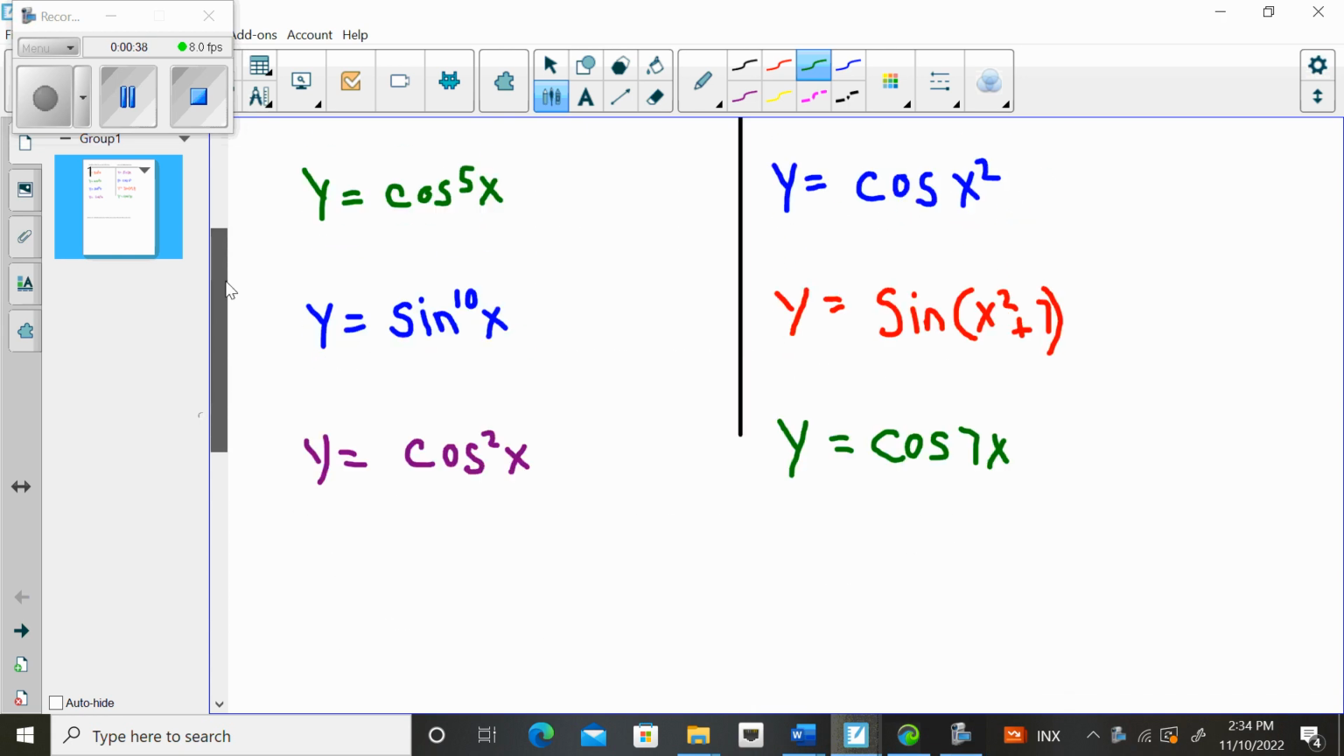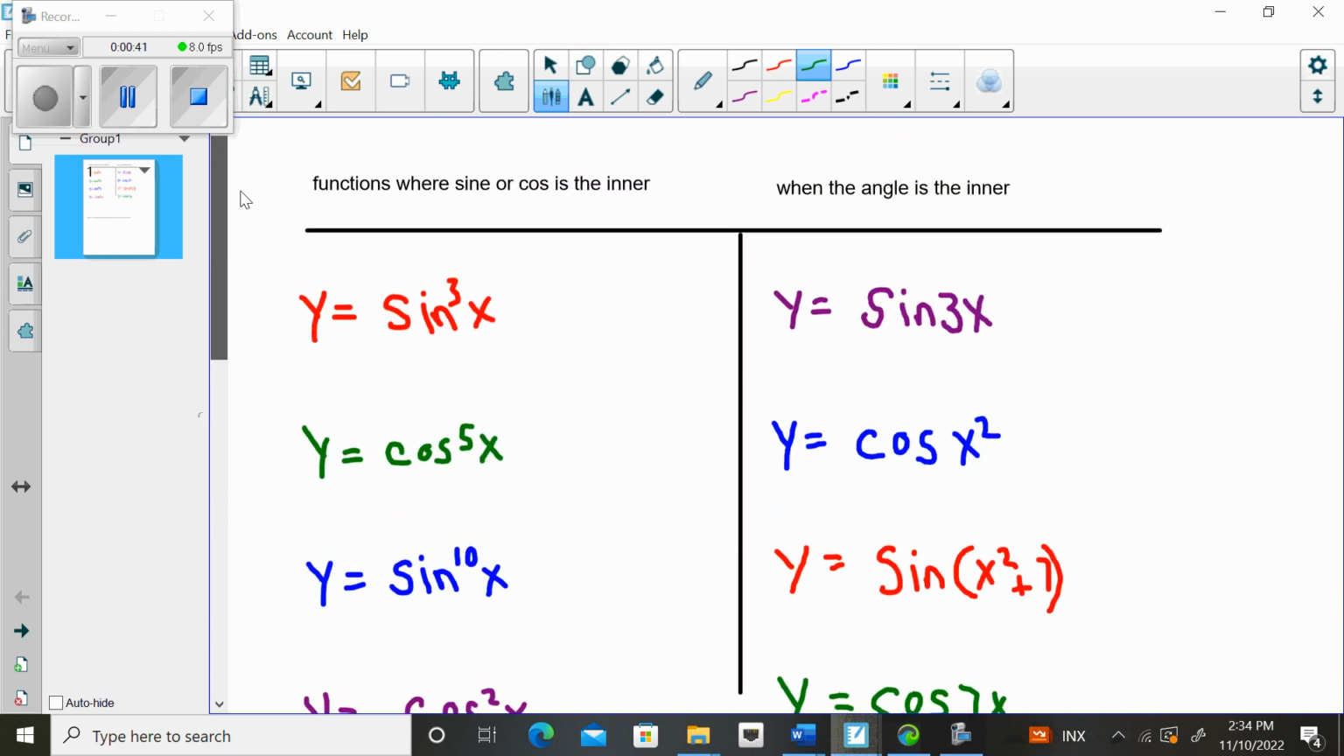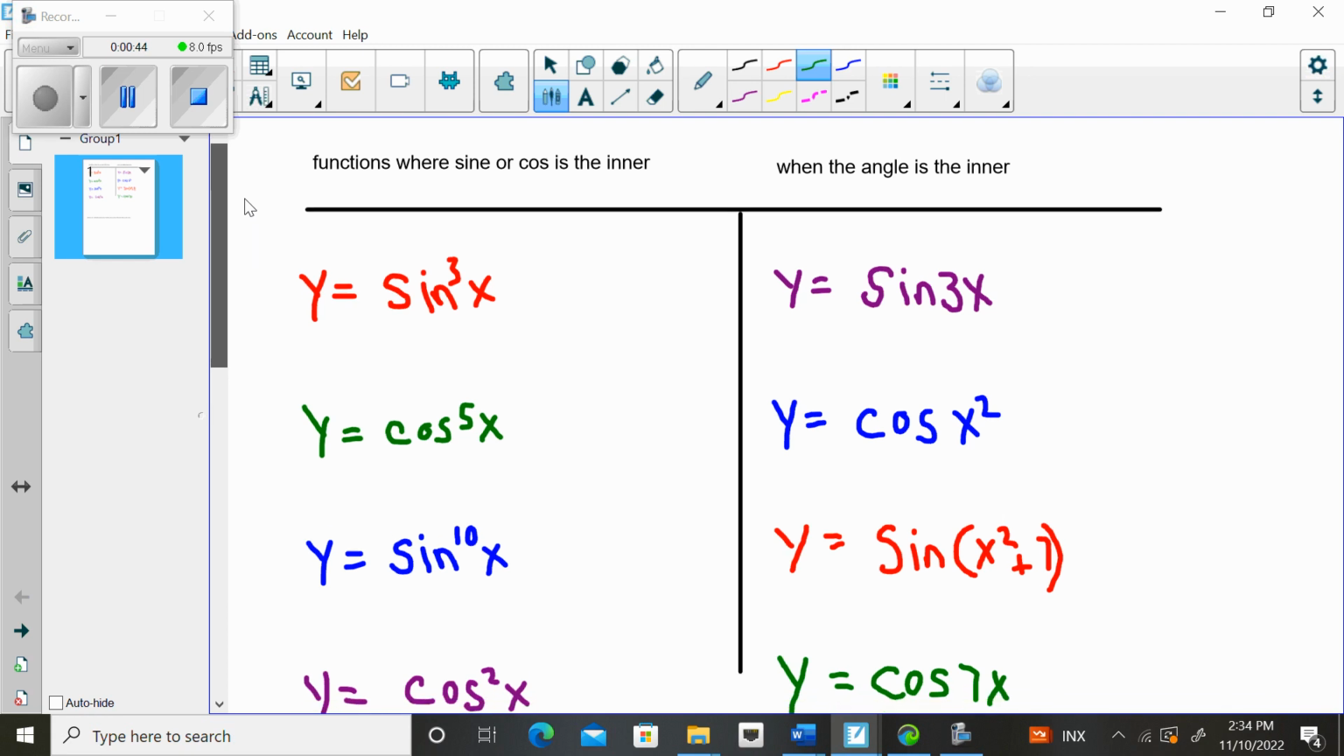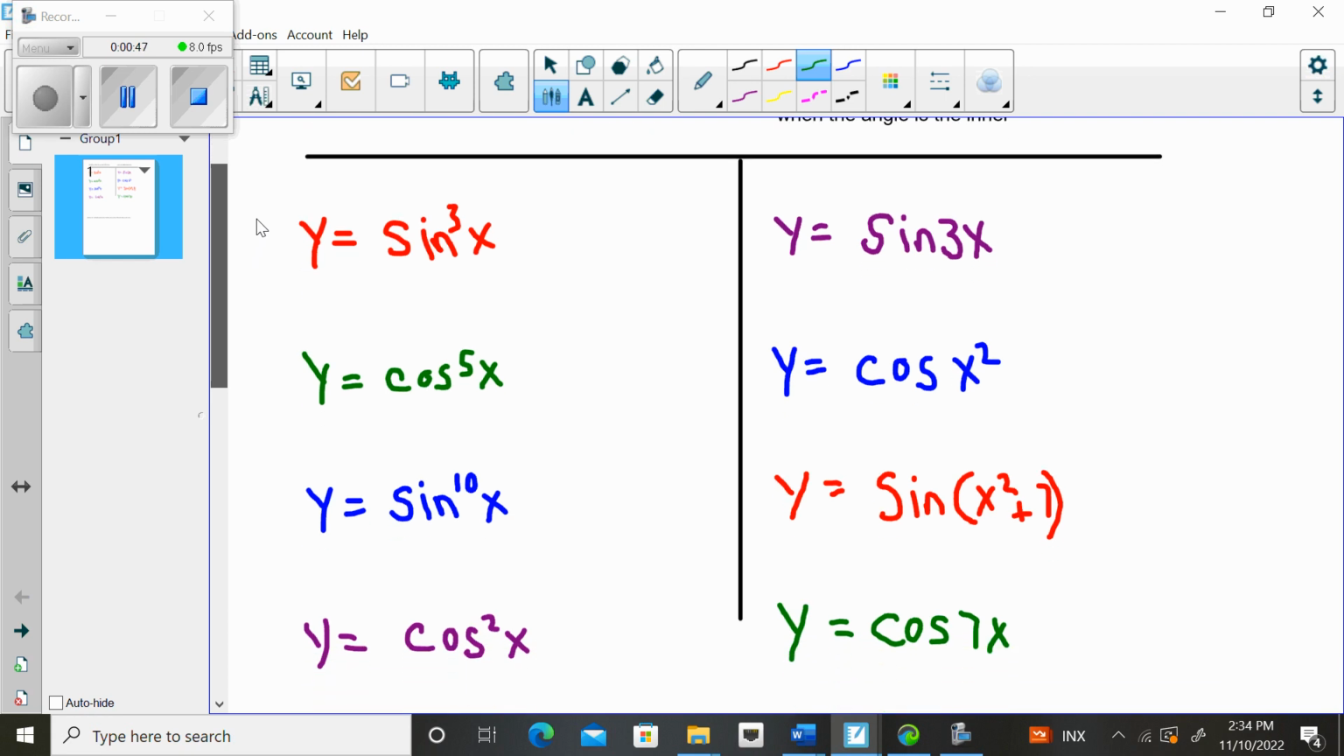So I made this little chart, right? And on the left, I said functions where sine or cosine is the inner. What do all of these have in common? It's probably not very hard to see. Every one of them has a power, it's being raised to a power, and then the angle, because x is representing the angle. There's no such thing as a trig function without an angle. Trig functions are functions which operate on an angle. So these are all functions where the trig function itself is being raised to a power.